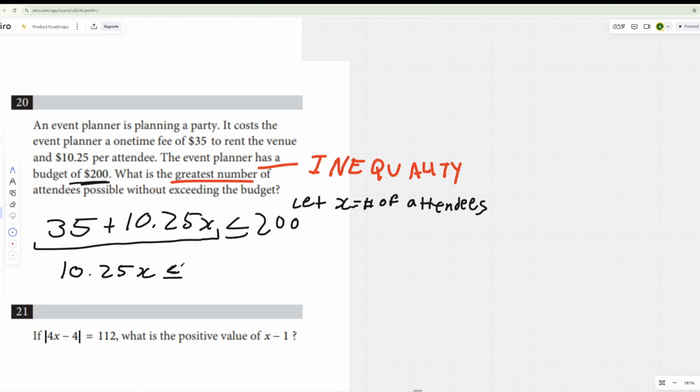So 200 minus 35 divided by 10.25 is going to end up being, we can use our calculators here. We divide this out, and using our calculators, we don't get a whole number. We get 16.09 and so on. But we can't have 0.09 of a person, so it's just going to be 16. So our answer is 16.